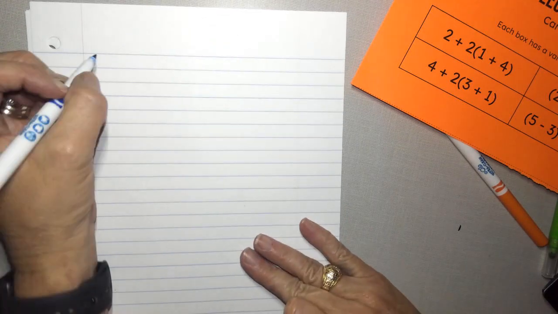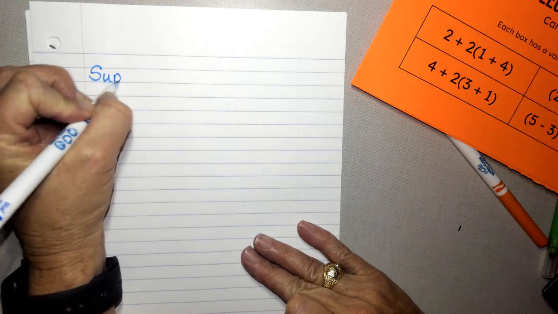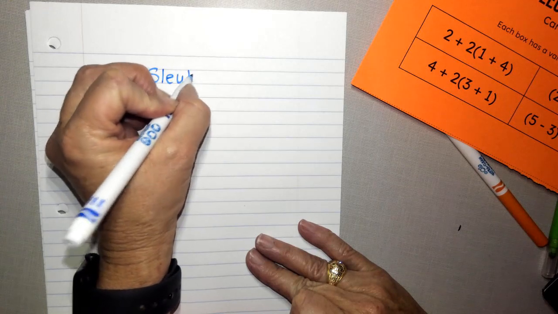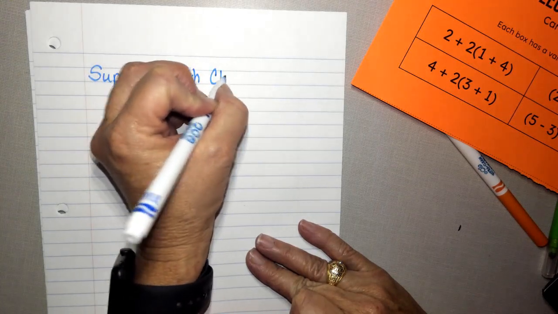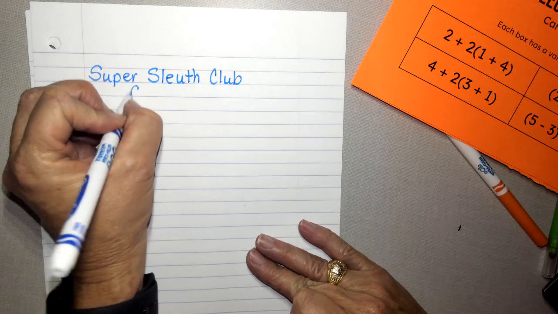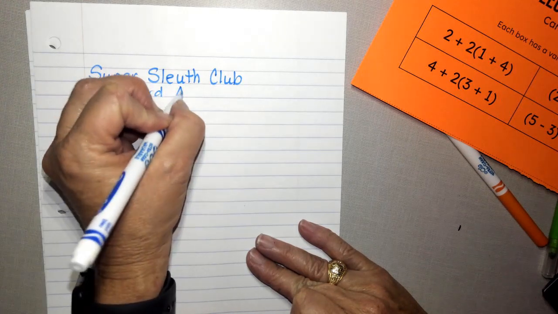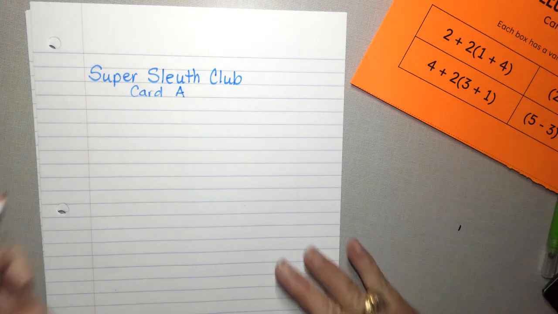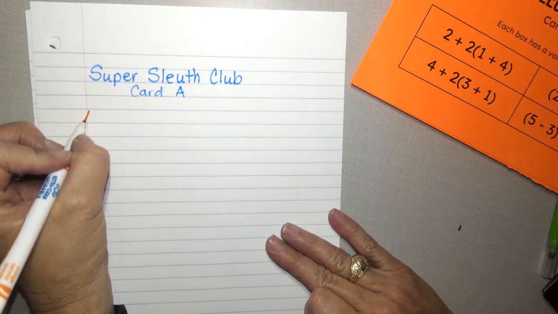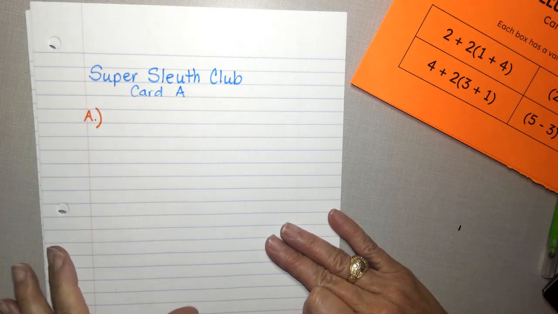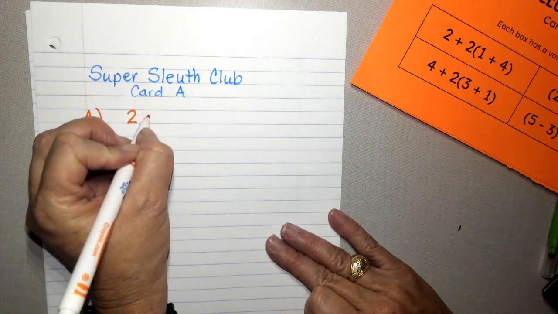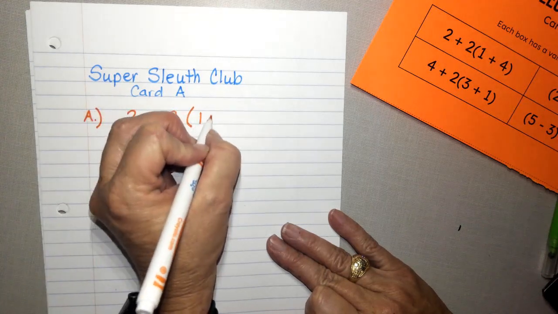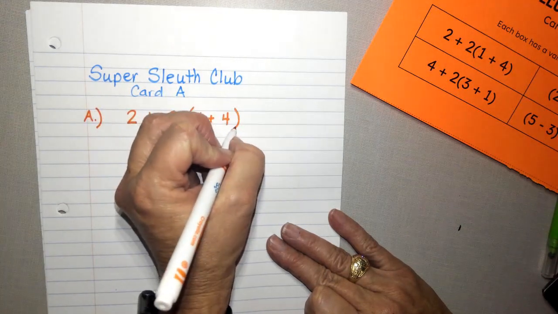Alright, so I'm going to go ahead and title this Super Sleuth Club, and this is card A. And so the first example, example A, in our notes is going to be 2 plus 2 parentheses 1 plus 4 parentheses.